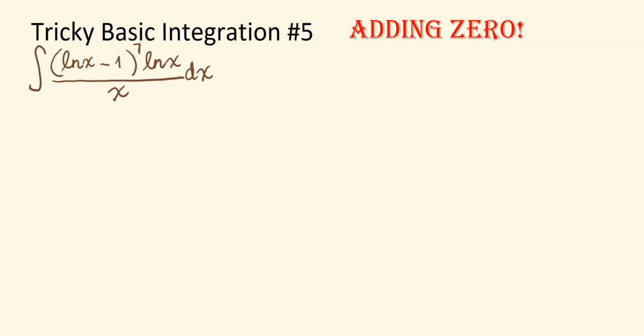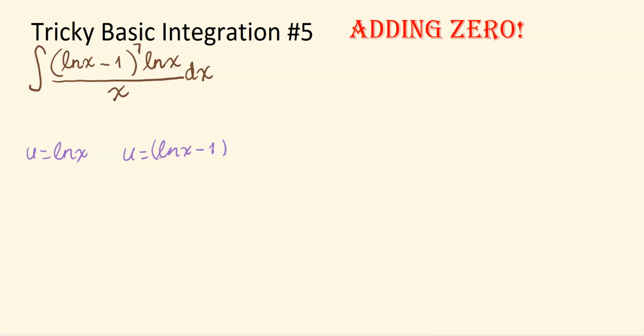Okay, so suppose we have the integral of (ln of x minus 1) all raised to the 7th power, multiplied by ln of x, all divided by x dx. And you look at that and think, oh my gosh, what's going on right here? There's so many ln of x. That's okay. If you use a u substitution, you should be thinking either u is going to be ln of x, or u is going to be ln of x minus 1 in that parentheses there, right?